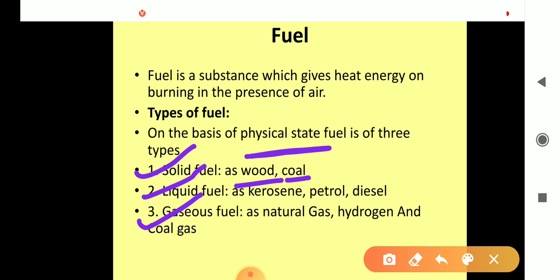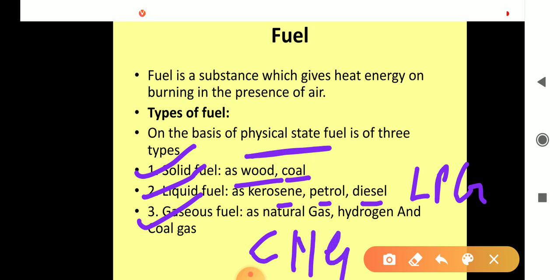And liquid fuels are kerosene, petrol, and diesel. These are the liquid fuels. And LPG also, one more example is LPG. And examples of gaseous fuel are natural gas, that is CNG, compressed natural gas, hydrogen and coal gas. These are the examples of gaseous fuel.